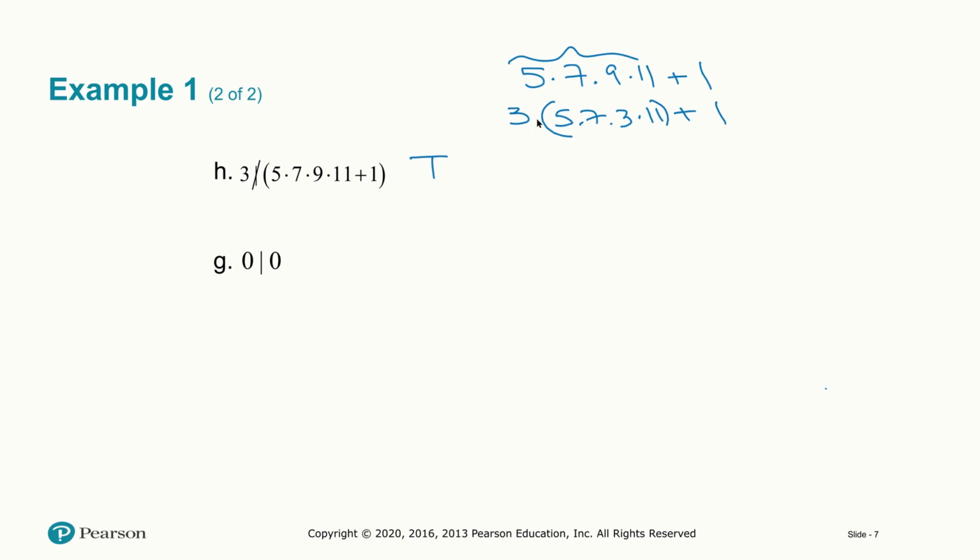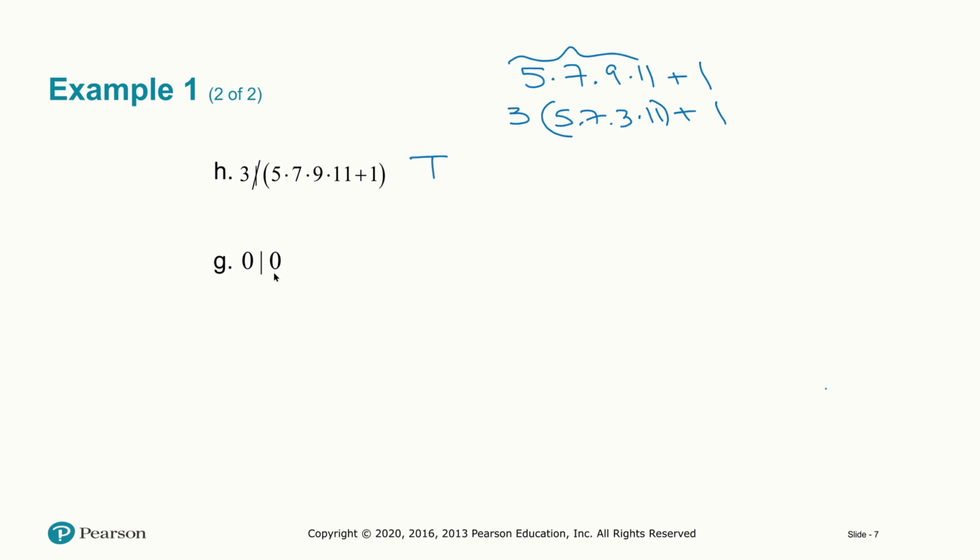Now you can verify the reasoning we had on a calculator by multiplying this out, adding 1 and seeing that in fact it's not divisible by 3. But the whole point of what we're doing is to do this kind of analysis without having to do the computation.